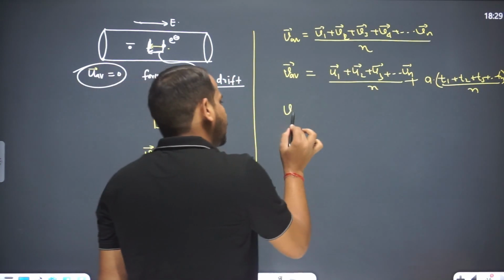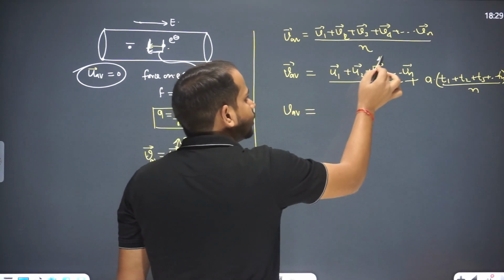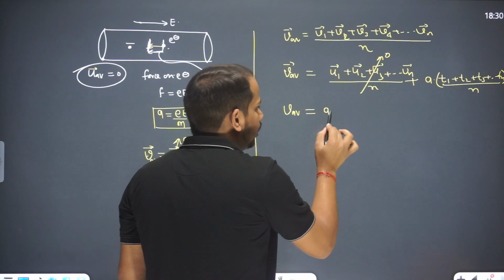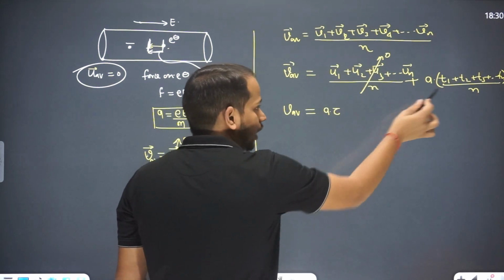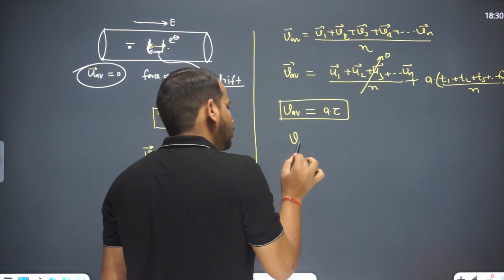So what will we say about the average velocity? I am just removing the vector because it's the same direction. So this is 0. So v is what? a into, this is what? Tau. I have already done this one. This is tau. So this is the average velocity.